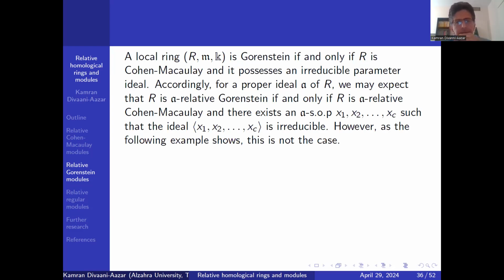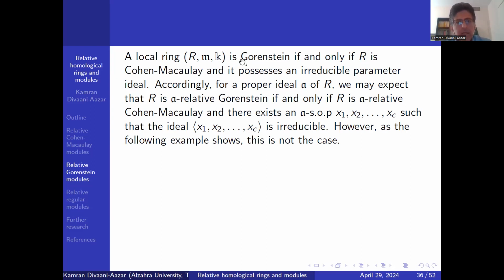Another characterization for Gorensteinness: we know that a local ring (R, M) is Gorenstein if and only if R is Cohen-Macaulay and it possesses an irreducible parameter ideal. Parameter ideal means an ideal that is generated by a system of parameters.